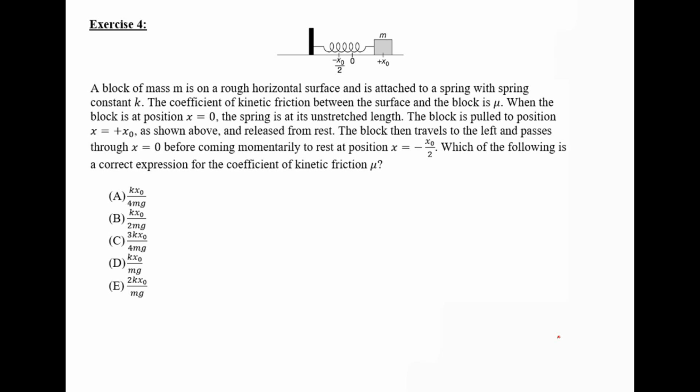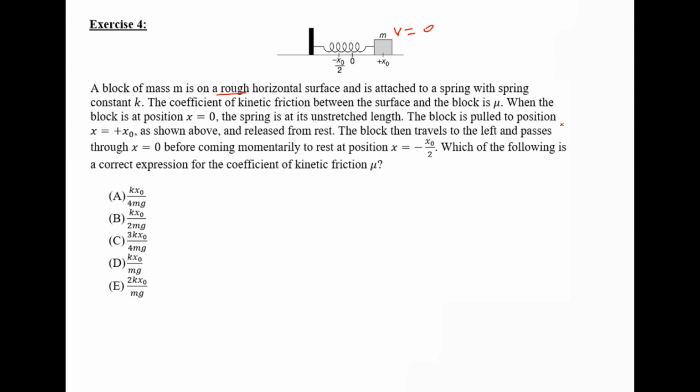Now exercise 4, a block of mass m is on a rough horizontal surface. Rough means that we have friction, and it is attached to a spring with a spring constant k. The coefficient of kinetic friction between the surface and the block is mu. When the block is at position x equals 0, the spring is at its unstretched length. The block is pulled to a position x equals x0 as shown above and released from rest, so the speed here is 0.